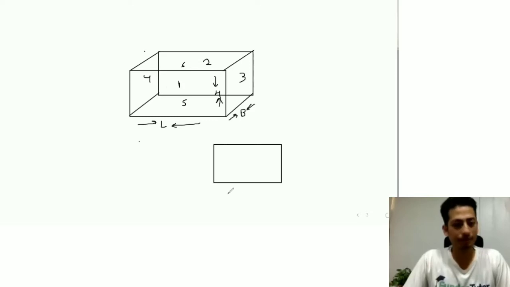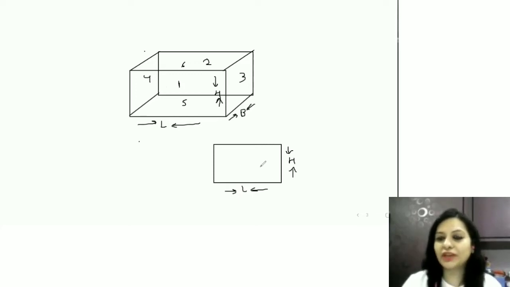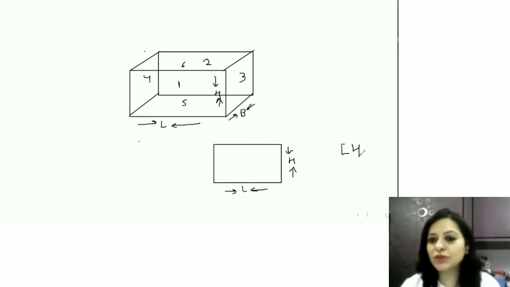So this is actually L and H thing, correct? Now this is a rectangular thing. Now what would be the area if we go by the formula of area of rectangle? It would be L into H because we know it's length into breadth. But here the dimension of this is H. So the area of this front face would be LH.